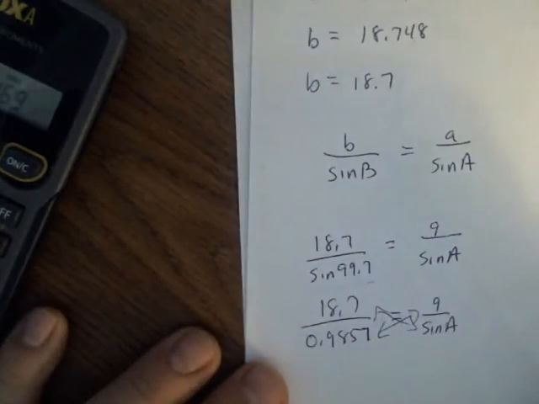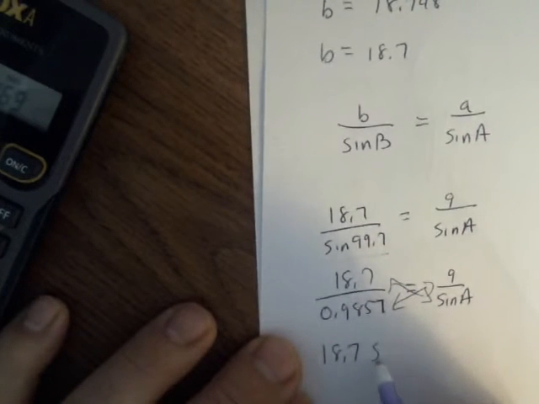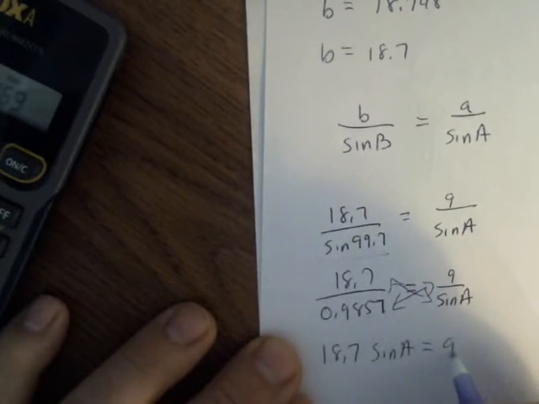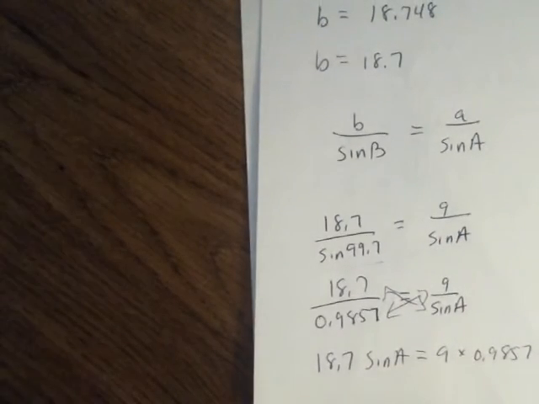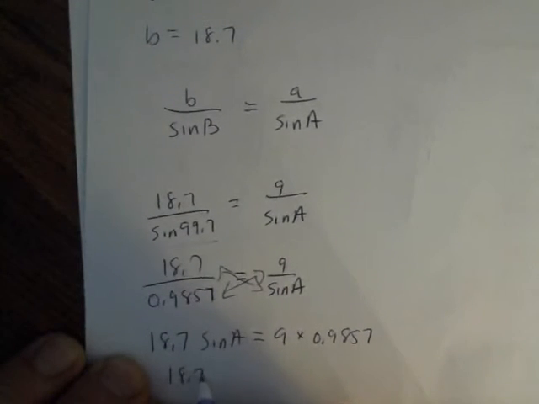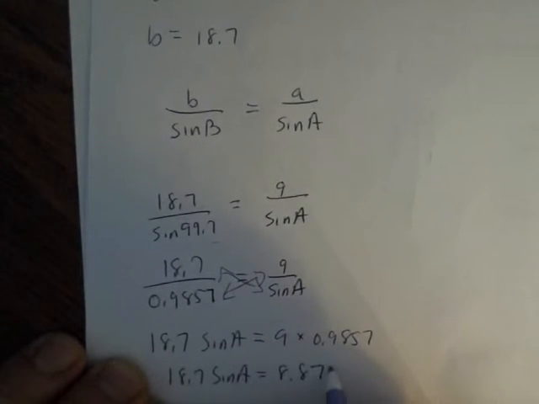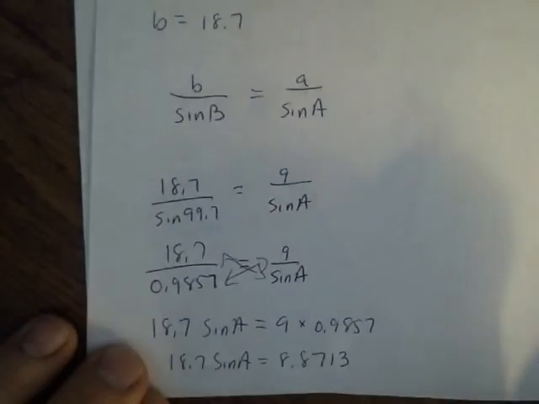I always keep what I'm solving for on the left side. That's just how I do it. So I take 18.7 times the sine of A is 9 times 0.9857. I'm going to go ahead and multiply these two together. I get 18.7 sine A is 8.8713. And again, I'm just carrying decimals out just for the fact that you want to get your answers correct.